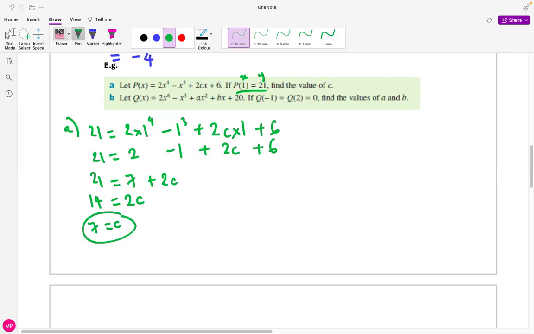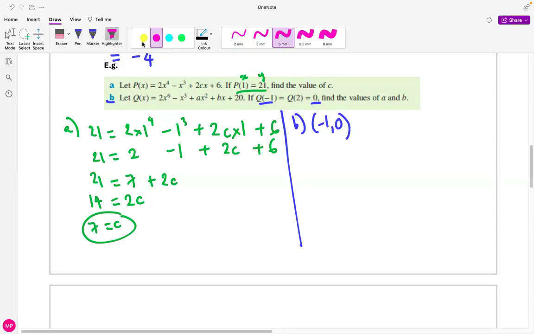Okay. We do the same thing for question B. So you can see in question B, they give you q of negative 1 equals 0. So technically they're telling you that when x equals negative 1, y equals 0. That's one point. And they give you another point, you can see here that q of 2 also equals 0. So you are given another point, that when x equals 2, the y value is 0. So technically, you are given two coordinates here, right? So we pretty much do the same thing, and we solve simultaneously for a and b.